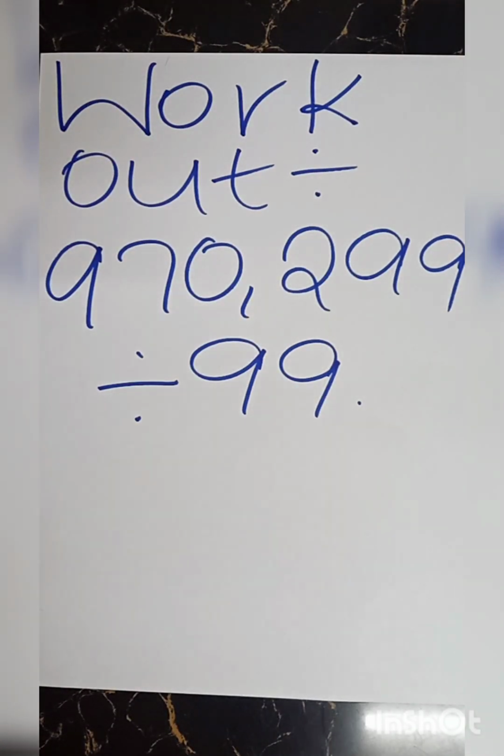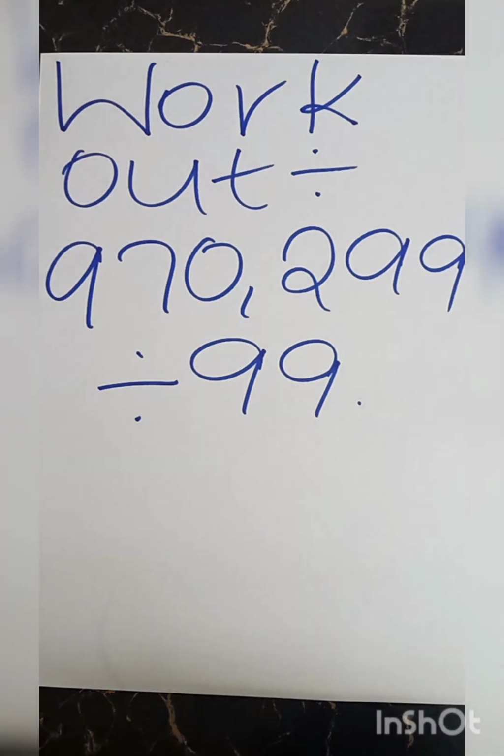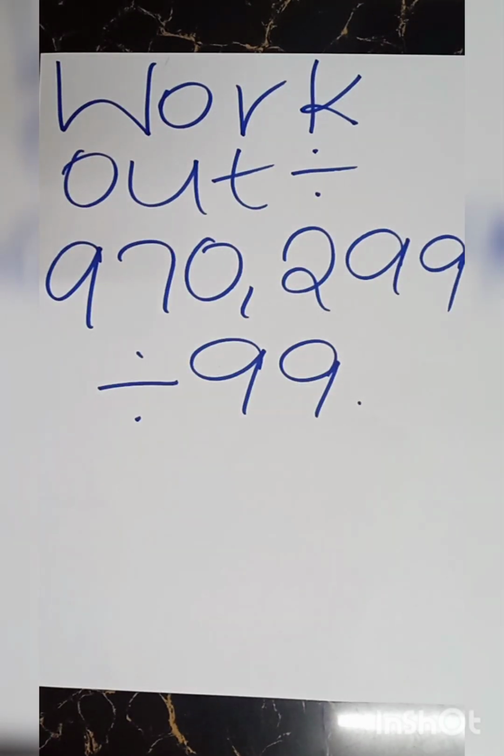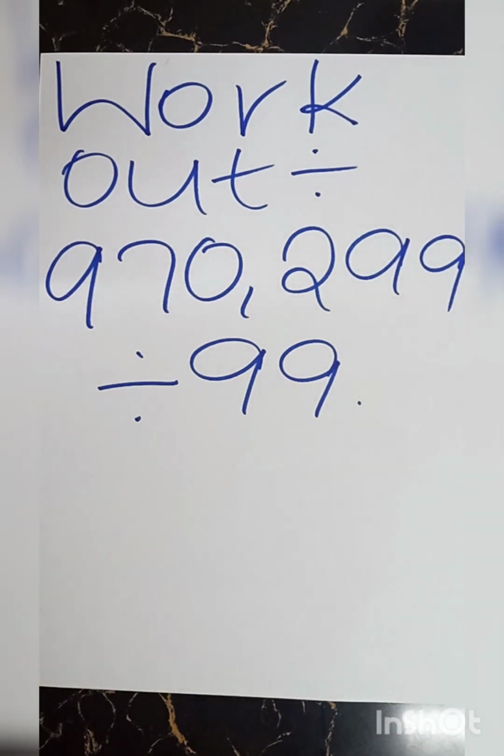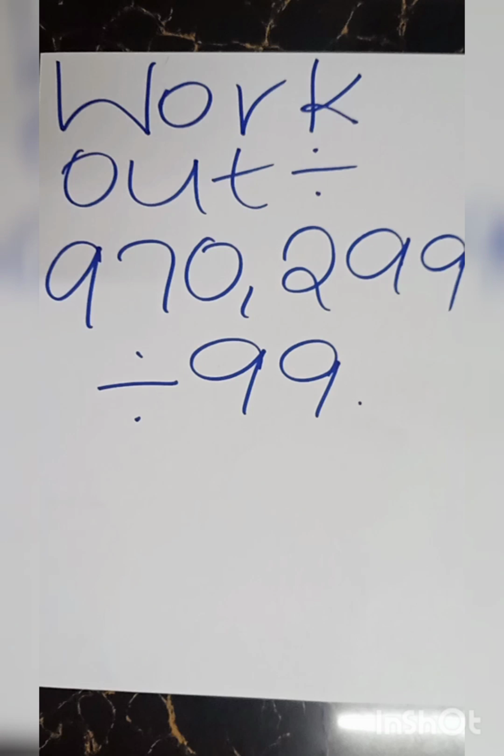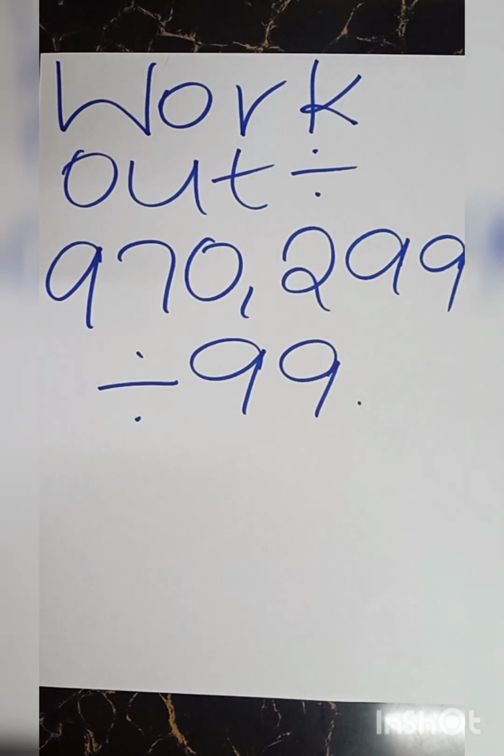In our last lesson, when we were talking about the trick for mastering tables 9, 19, 99, and 999, I left you with one question for practice. If you don't know what I'm talking about, I'll leave the link to that lesson in the description box below so that you're all on the same page. Here is the question: work out this.